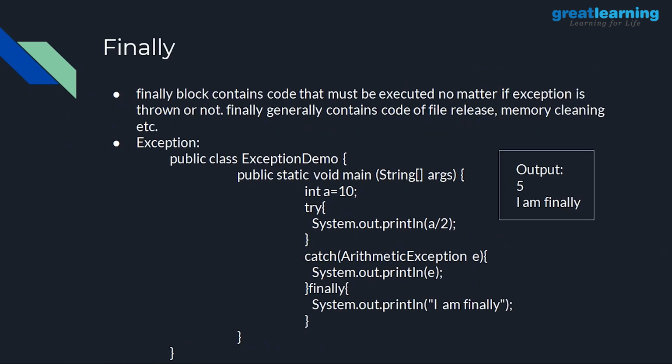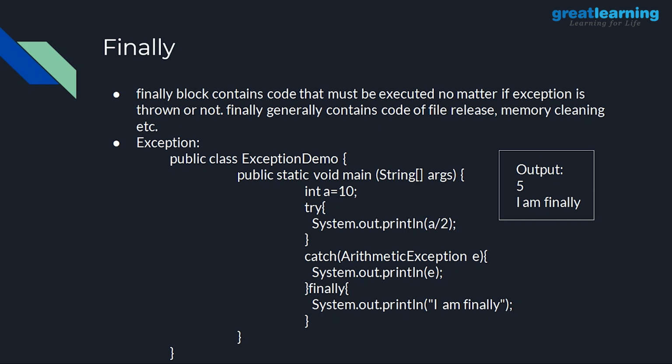Now finally. This block contains the code which will be executed no matter if the exception is thrown or not. Finally generally contains the code of file release, memory cleaning, and all those things. The memory release code and memory cleaning, these types of codes are done in finally.